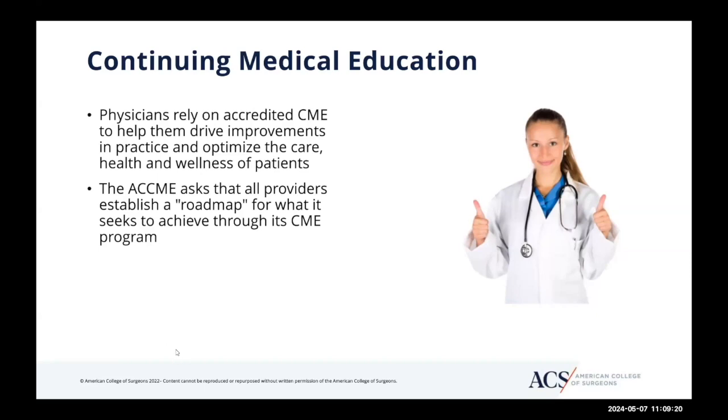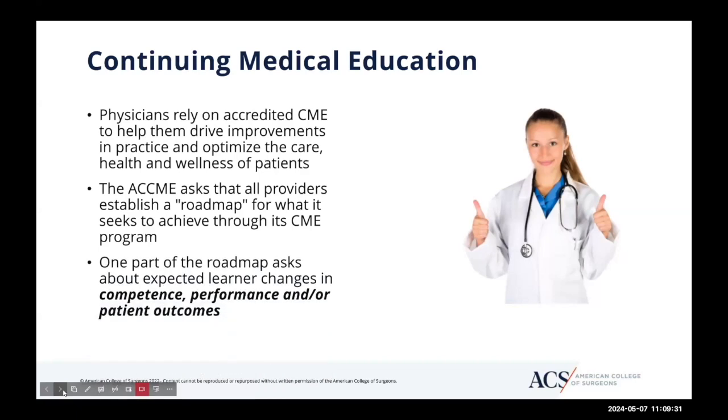And you do this through the application with all the questions that are asked and the check boxes and things like that that you go through. This is your roadmap. But the part of the roadmap that we're going to focus on today are the expected learner changes in terms of competence, performance, and/or patient outcomes. Those of you that have done the applications before are very familiar with these terms. So I'm just going to go through those briefly just to tell you exactly what they are, so you can write better descriptors of what you're looking for. Not to say that everyone does a great job, but this is just a little additional information going forward.